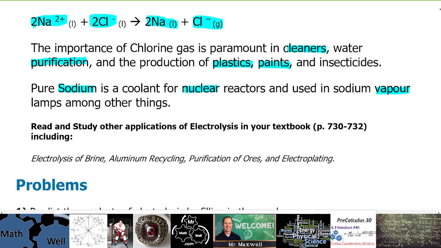Again, just due to time here, partly, and also I just want you to do your own reading and research on this. These are a few things that you'll find in your textbook. Feel free to research online as well. Electrolysis of brine, aluminum recycling, purification of ores, and electroplating. So make your own notes on this. You don't really have lots of room in the handout that I gave you, but just take a separate piece of paper and add to your notes some of these applications, or at least read and understand them, applications of electrolysis.